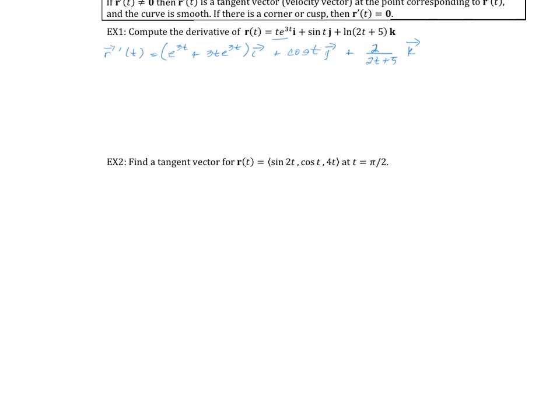Remember that that still has a variable t. So what this is saying is for any t value, you can compute the derivative. Example 2, we're supposed to find the tangent vector for r of t, and then we're going to evaluate it for a specific t value.